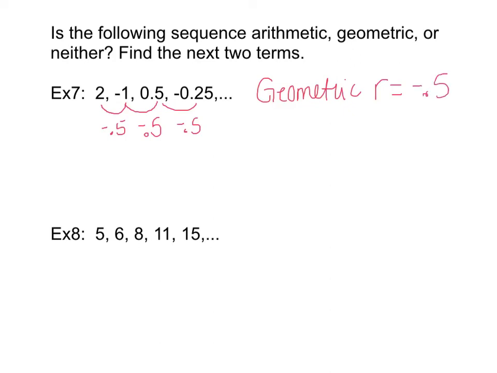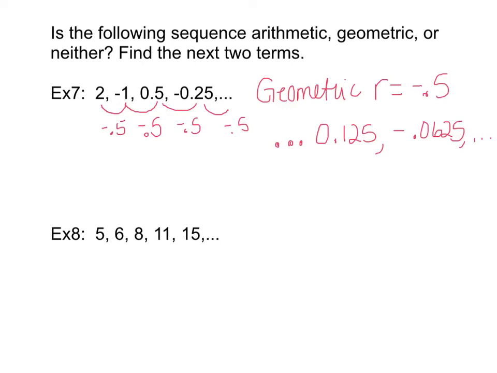And then we're going to go ahead and find the next two terms. If we multiply negative 0.25 times a negative 0.5, we're going to get 0.125. And if we multiply it again, then we're going to get negative 0.0625. And then it's going to keep on going.